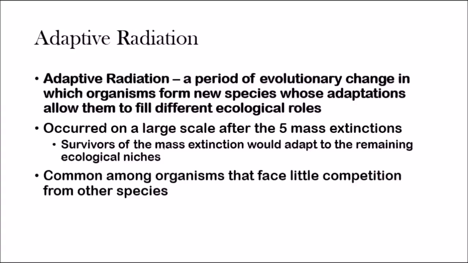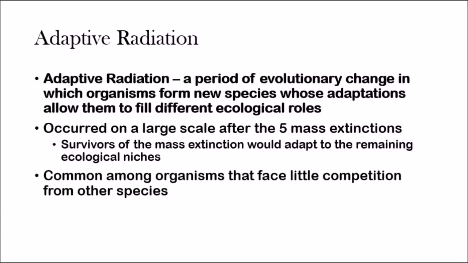Adaptive radiation is a period of evolutionary change in which organisms form new species whose adaptations allow them to fill different ecological roles. So whenever you have mass extinction events, a lot of organisms get wiped out, and then if you look at the environment, there's new roles.